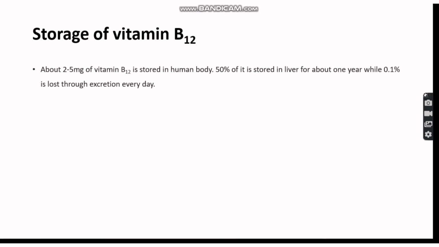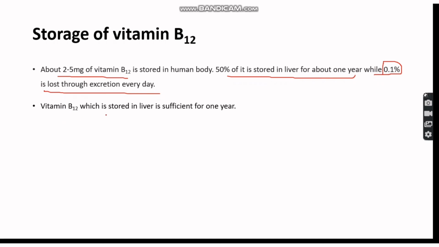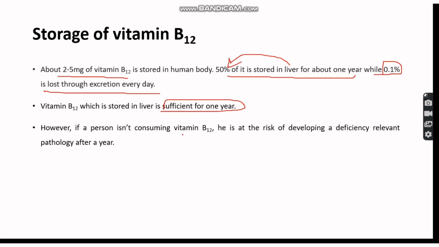Storage of vitamin B12. About 2 to 5 mg of vitamin B12 is stored in the human body. 50% of it is stored in the liver for about 1 year, while 0.1% is lost through excretion every day. So vitamin B12 which is stored in the liver is sufficient for 1 year. So once the liver stores 50% of vitamin B12, then even if you are not taking vitamin B12 from your diet, it is sufficient. Okay, the body can survive for 1 year. But after 1 year, if the person does not consume vitamin B12, then he or she is at risk of developing a deficiency. Okay, that is vitamin B12 deficiency.